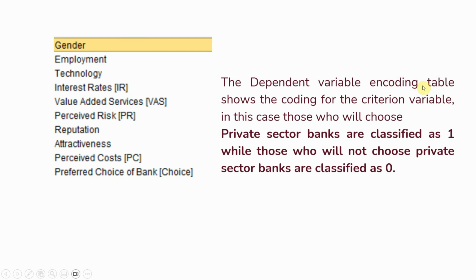Now, the dependent variable encoding table shows the coding for the criterion variable. In this case, those who will choose private sector banks are classified as 1, and those that will not choose private sector banks are classified as 0. So the preferred choice is 1 and the other is 0. The dependent variable is the preferred choice of bank, that is the choice variable, and private sector banks are classified as 1.